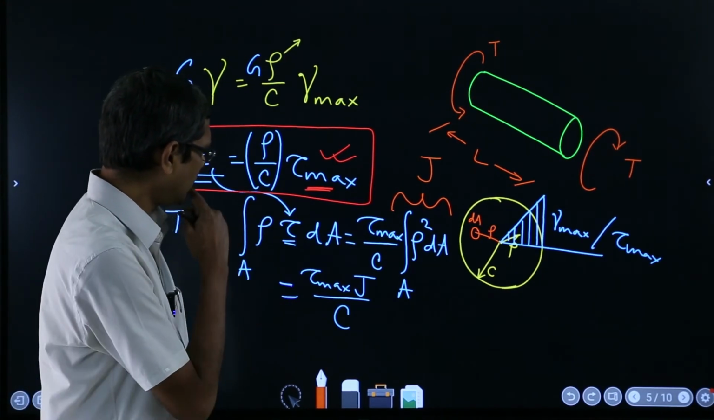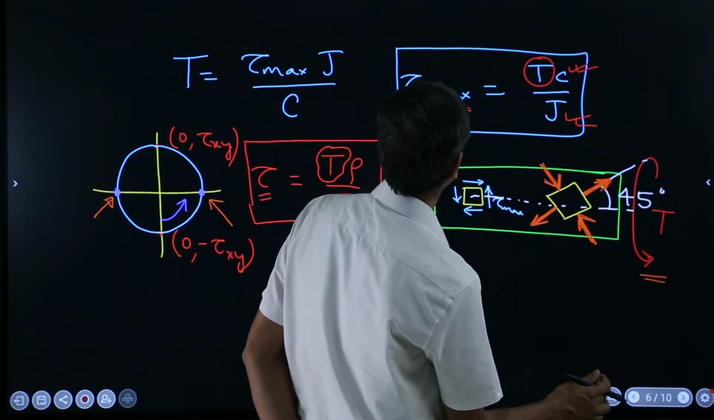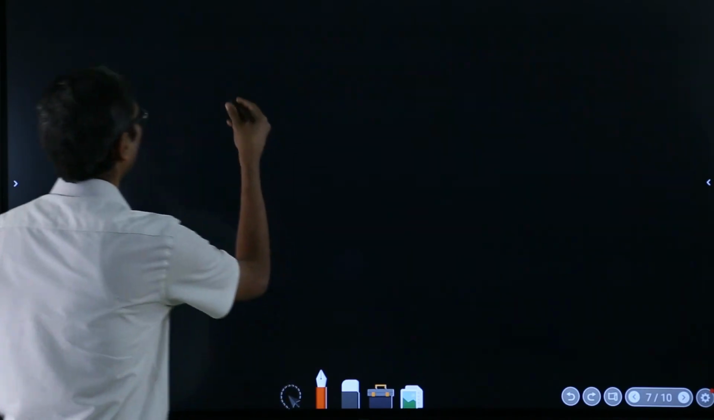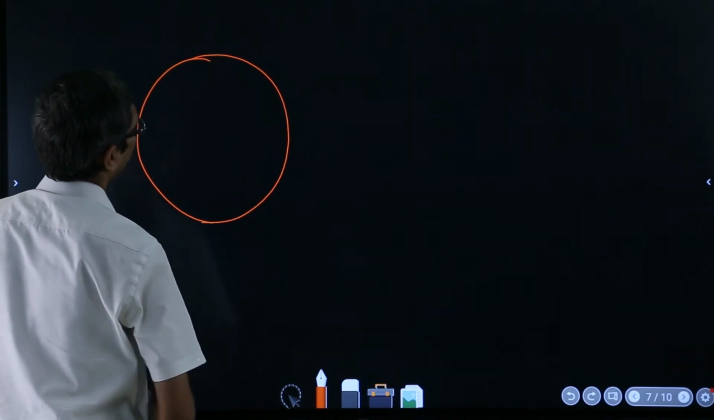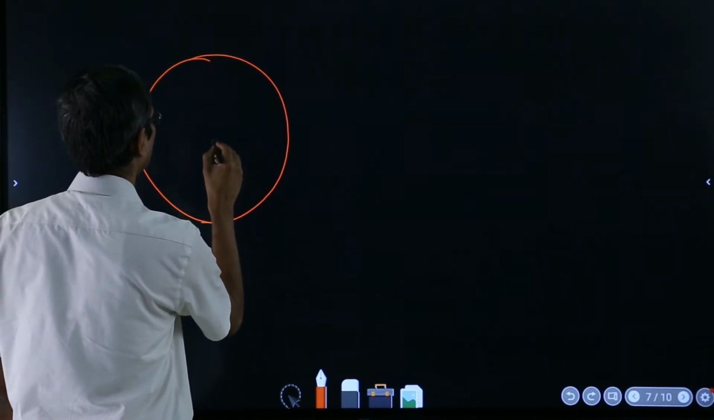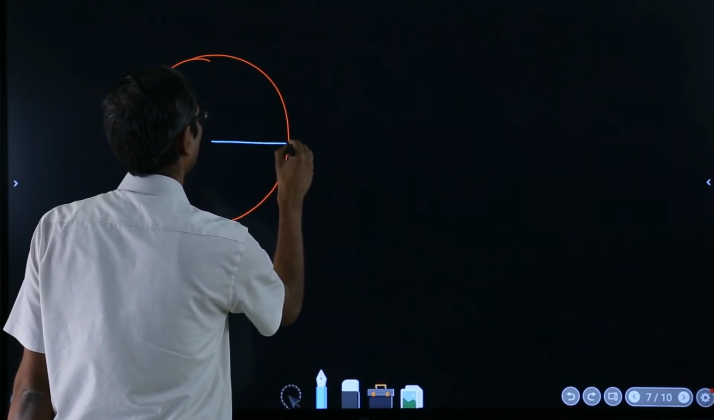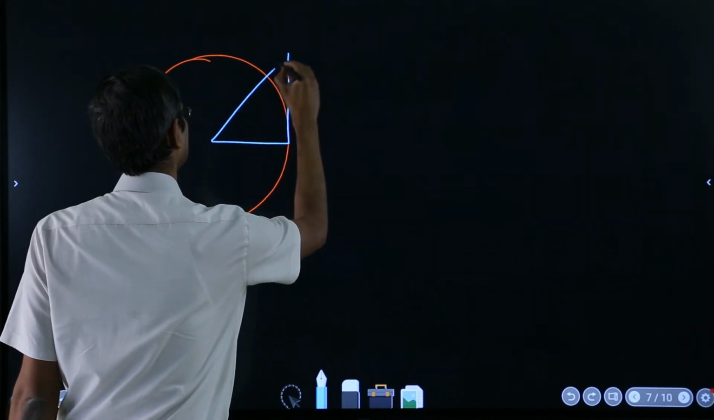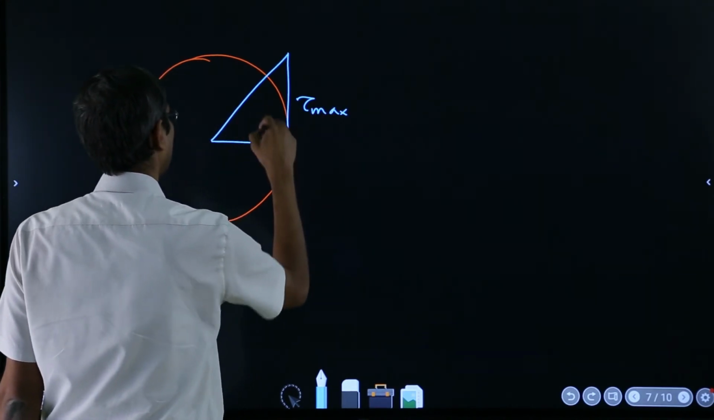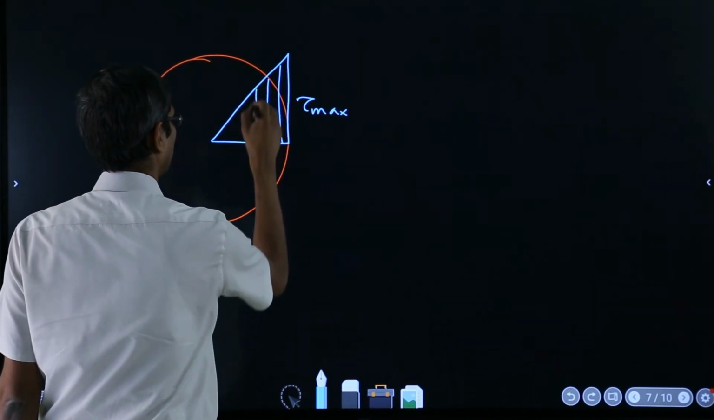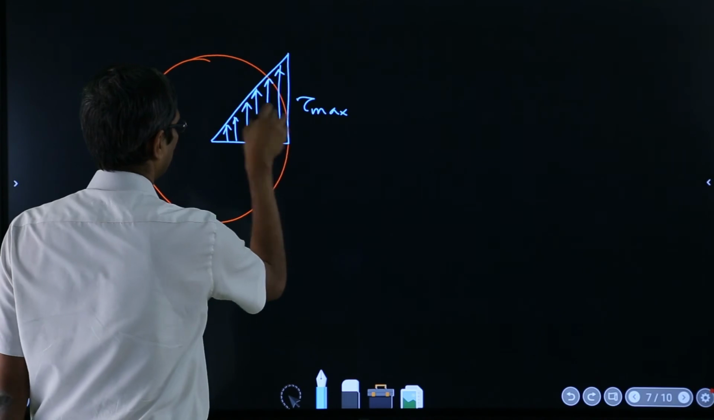Okay, and one more point. If I have any space, let me go to the other page. So see, for the complete circular shaft, we saw that the stress field behaves like this, it changes linearly. So this is tau max and it varies like that. So you can put the arrows like that.